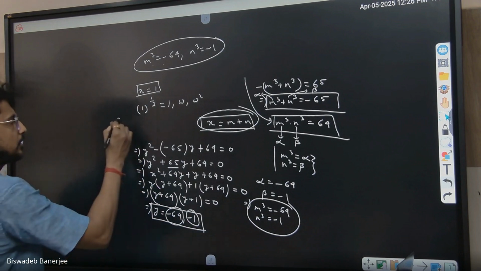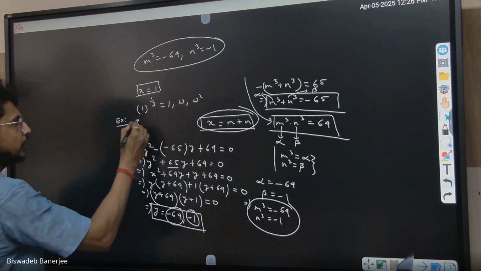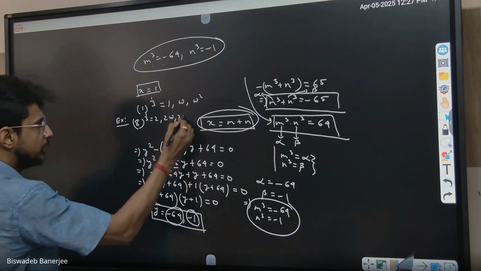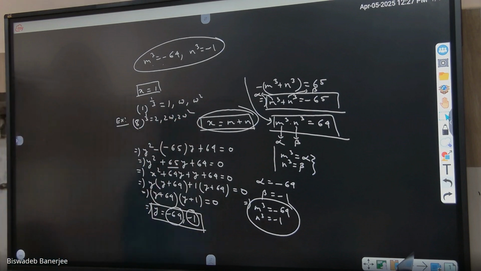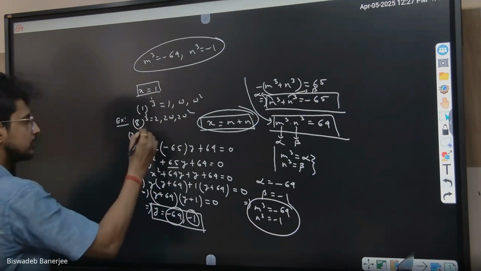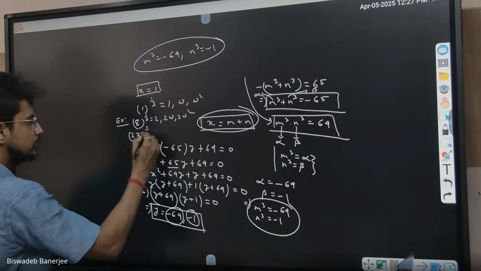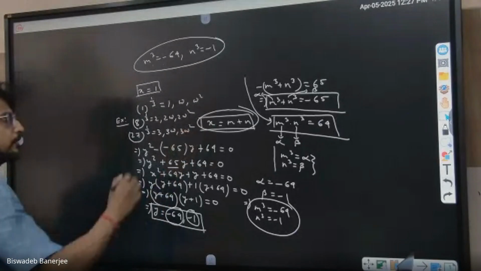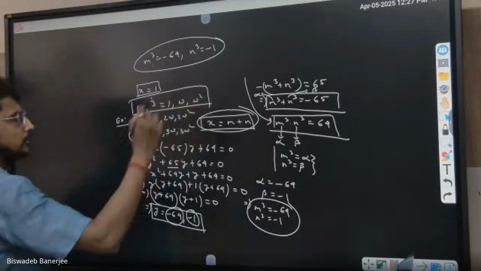For example, what are the cube roots of 8? They are 2, 2 omega, 2 omega square. We know this theory from the complex number chapter. What are the cube roots of 27? They are 3, 3 omega, 3 omega square. We know this result from our complex numbers chapter.